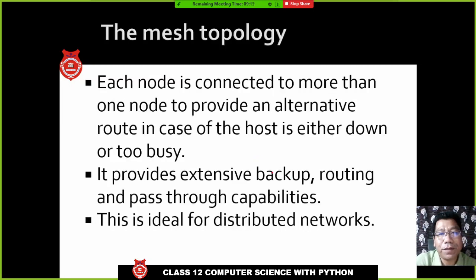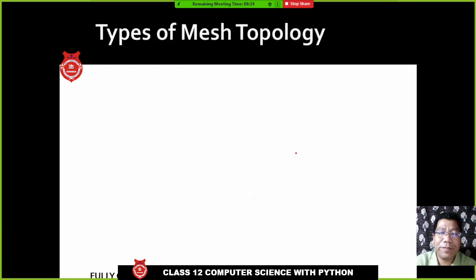Now, the last type of topology that I want to talk with you today is the mesh topology. Each node is connected to more than one node to provide an alternative route in case the host is either down or too busy. It provides extensive backup routings and pass-through capabilities. This is ideal for distributed network. When you say distributed network, it is a network of different networks. It is a collection of networks, we can say in simple English terms. So I'll show you the picture and then it will be clear.